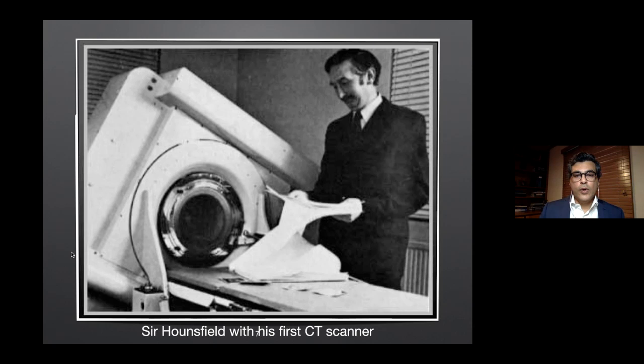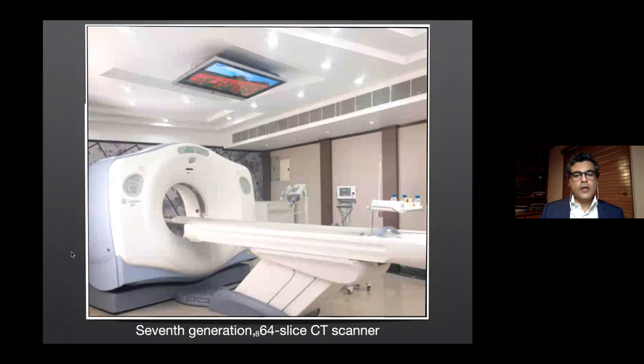We now have the seventh generation, which is the current generation of CT scanners. They're called 64 slice or multi-slice CT scanners. They can scan the same head anatomy in maybe a minute or 2 minutes, depending on the resolution, and with a radiation dose which is of course also less than before. So there has been significant advancement in this technology.